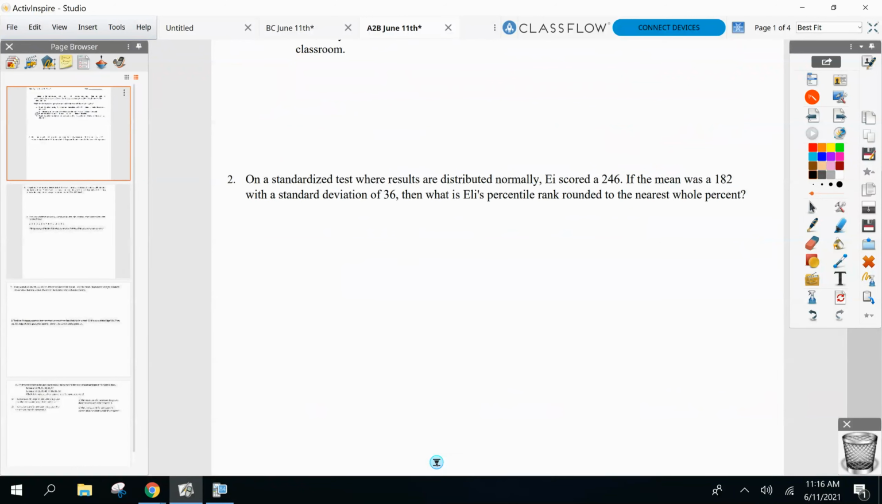All right, guys, here you go, number 2. Standardized tests. The results are normally distributed. Okay, right there, guys. I see that term on Tuesday's quiz. I know I'm going to my calculator, and this is a normal CDF problem. High, low, mean, and standard deviation. One thing I do have to let you know here. The question says, what's Eli's percentile rank?